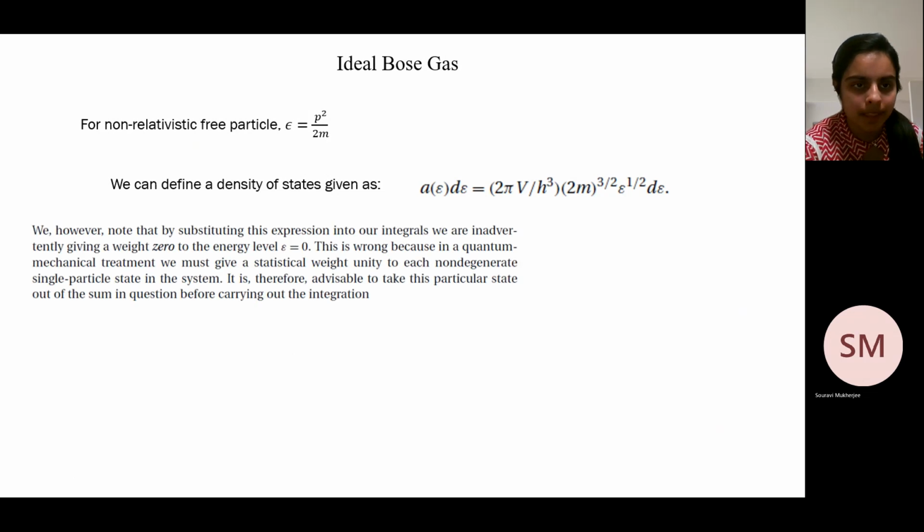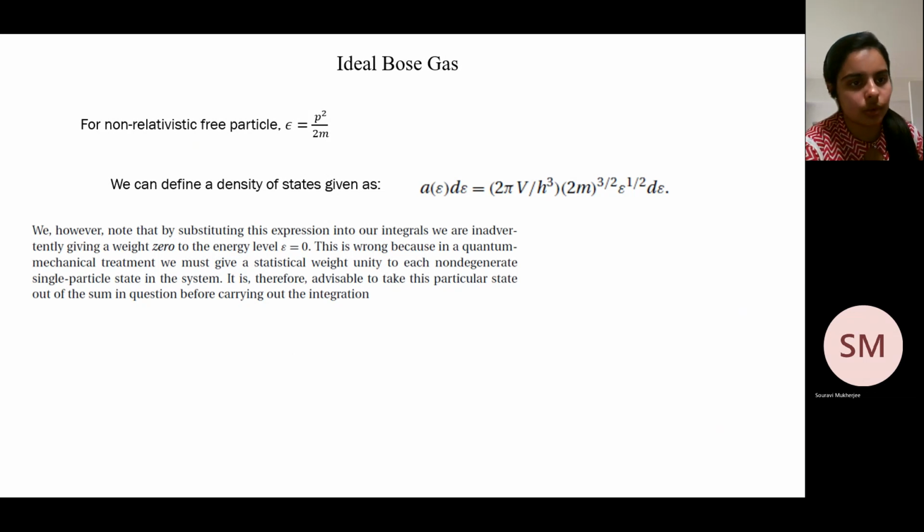So what we now note here is that the density of states is proportional to epsilon to the power half, where epsilon is the single particle energy state. This tells you that the density of states is zero when epsilon goes to zero, right? So that tells you that there are no particles in the zero state.